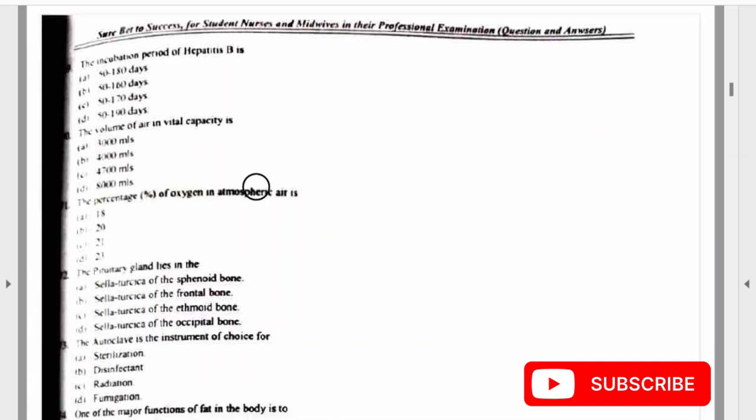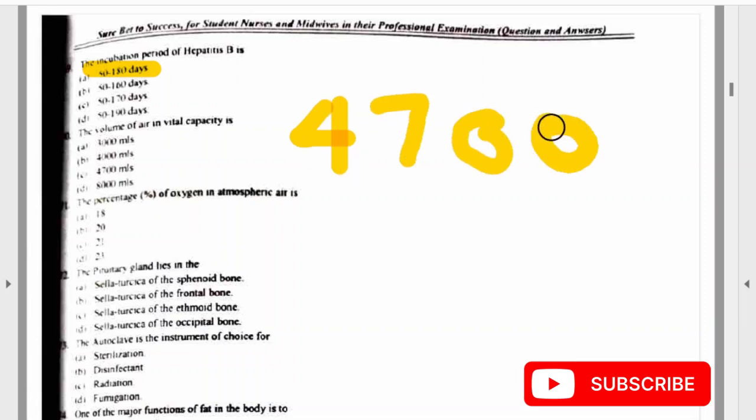The incubation period of hepatitis B is what? So is it 50 to 180, 50 to 160, or what? So it's 50 to 180. Sorry, you can't see the options clearly, but the answer is 50 to 180. Let's go forward to the next question. The volume of air in vital capacity is what? I can't see the options clearly, but just in case, the answer should be 4,700 mLs. Every nursing student should know this, please. You should have it at the back of your mind, all right? 4,700 mLs. So the percentage of oxygen in atmospheric air is 21%.